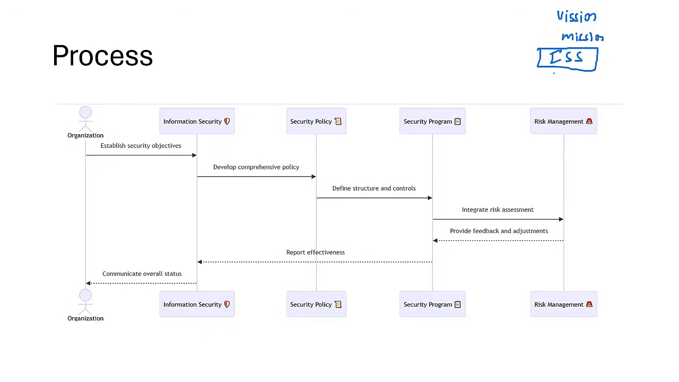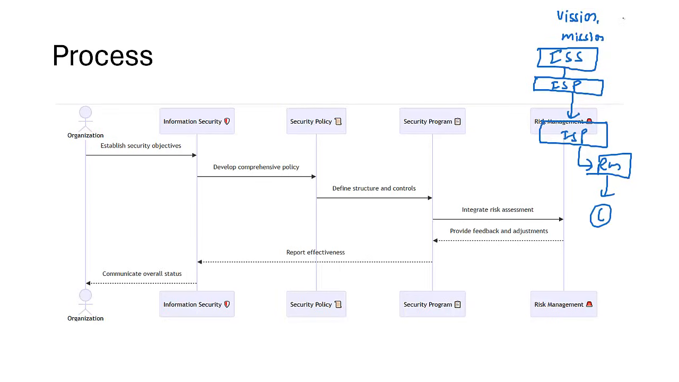Information security strategy is backed and supported by the information security policy. And then the information security policy is included in the information security program. In the information security program, the first thing we do is risk management. And based on that, we enforce the controls. So this is the sequence you need to know from an exam point of view.